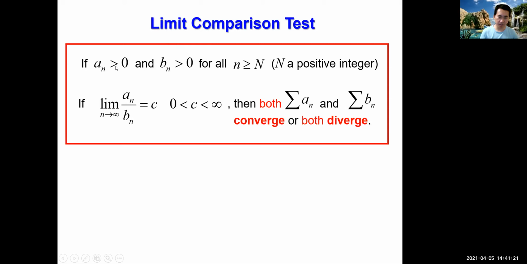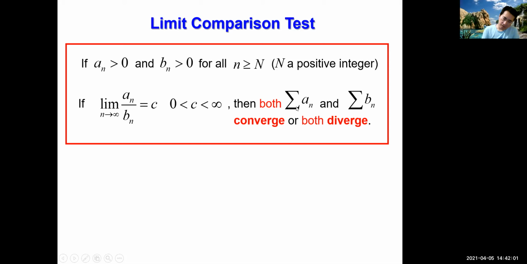If a sub n is bigger than 0 and b sub n is bigger than 0, so that means all the terms must be positive, for all n greater than or equal to capital N, where capital N is any positive integer. If the limit of the ratio a sub n over b sub n as n approaches infinity equals c, where c is any positive constant and it's not infinity, then both series converge or both diverge. Right, so think about what it means.